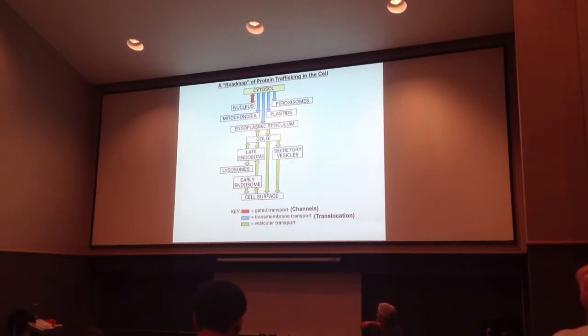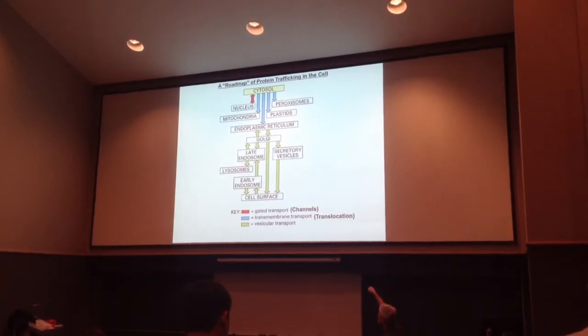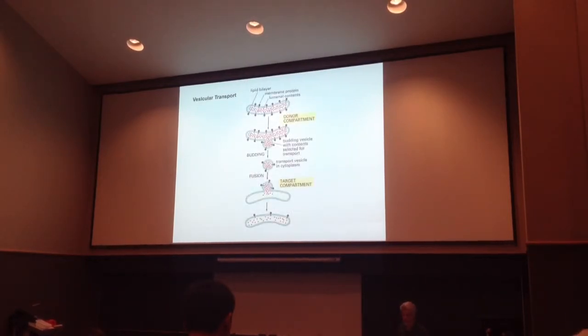What we're going to do today is concentrate primarily on this step here. We'll talk a little bit about the nucleus, a little bit of mitochondria, but mostly we're going to talk about this process by which secretory proteins get from the cytosol into the endoplasmic reticulum, how they translocate the membrane.